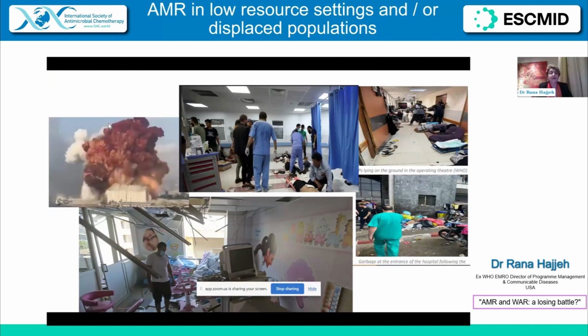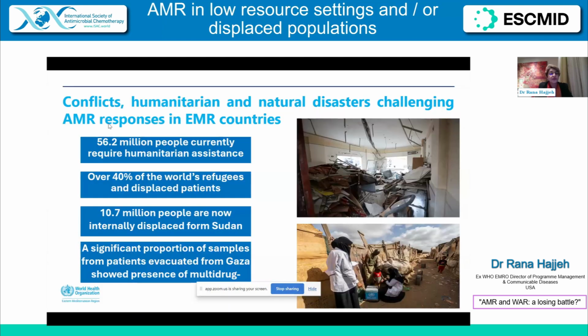As you see here, these are just a few examples of the destruction that happens as a result. These are actually from Lebanon, specifically after the explosion that took place 4 years ago and the significant disruption that happened in many neighboring hospitals, including, of course, many of the laboratories who serve these hospitals. So overall, these conflicts and these humanitarian disasters have significantly affected the AMR responses in the countries in the region.